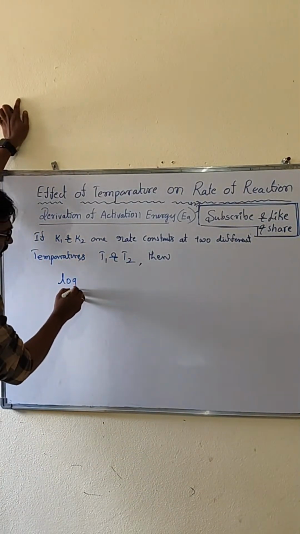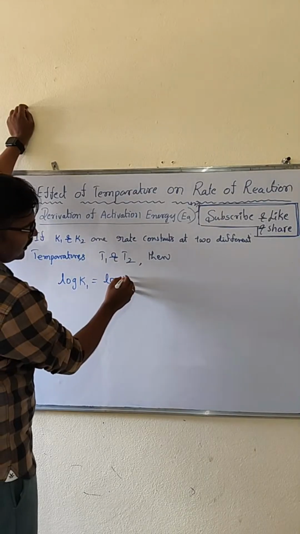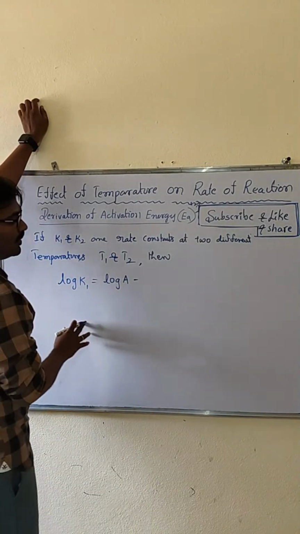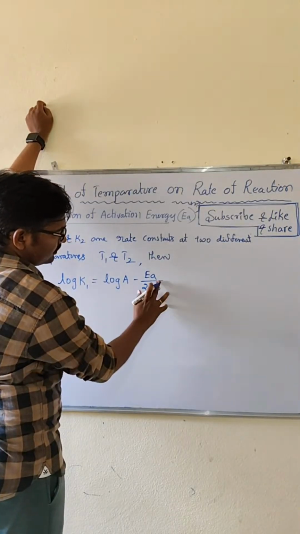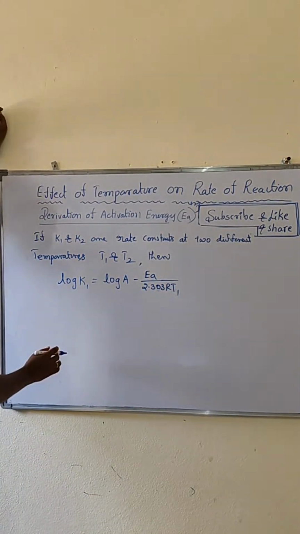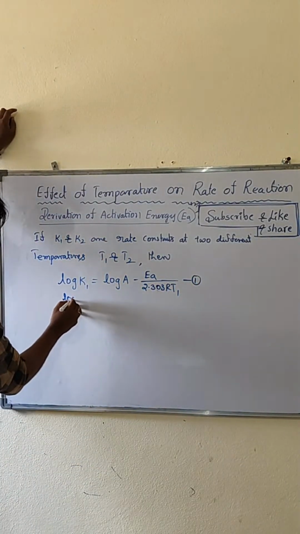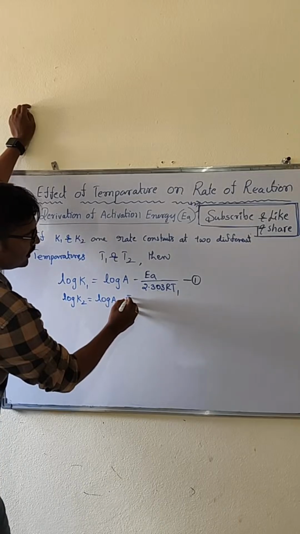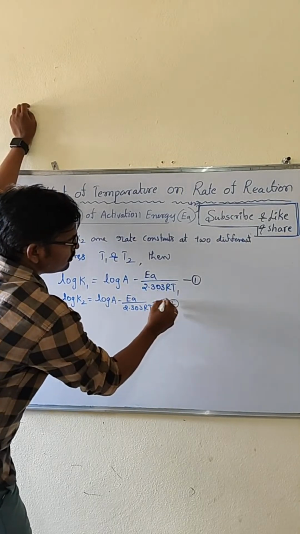Applying log to the Arrhenius equation, log k1 is equal to log A minus Ea divided by 2.303 R T1. This is equation 1. One more equation I am writing: log k2 is equal to log A minus Ea divided by 2.303 R T2. This is equation number 2.